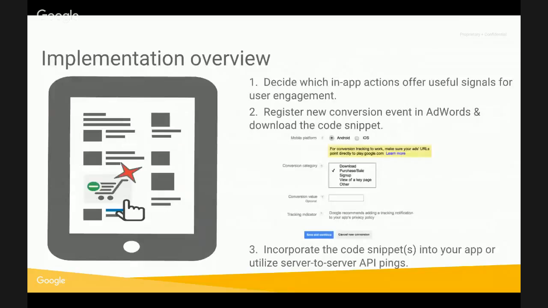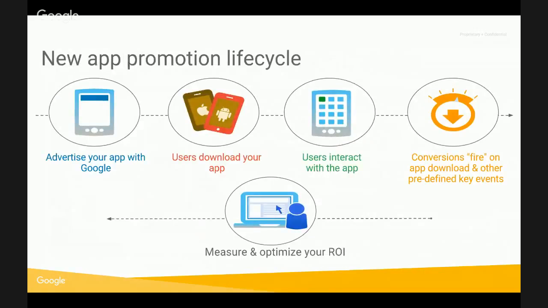Moving on to the next slide, the implementation of in-app conversion tracking is quite simple. You have 3 steps. The first is to decide which in-app actions offer useful signals for user engagement. Next is to register a new conversion event in AdWords and download the code snippet. And third, you incorporate the code snippets into your app or utilize server-to-server API pings. The slide is pretty self-explanatory.